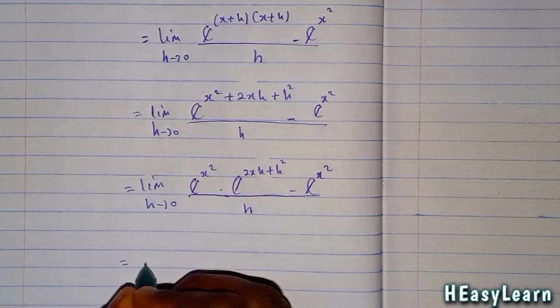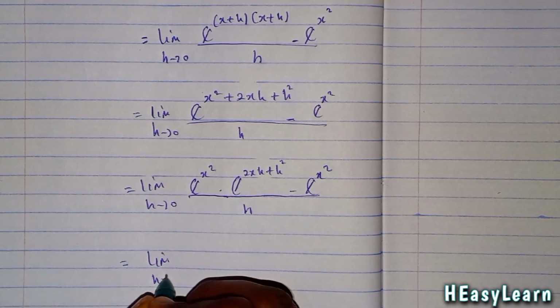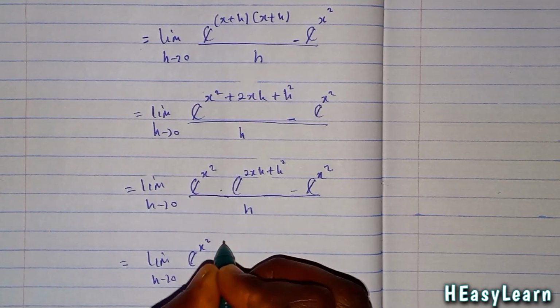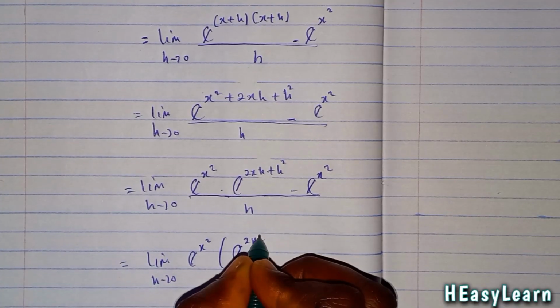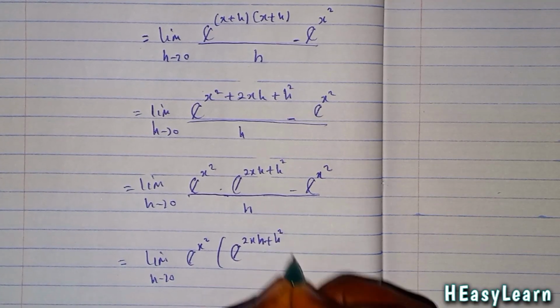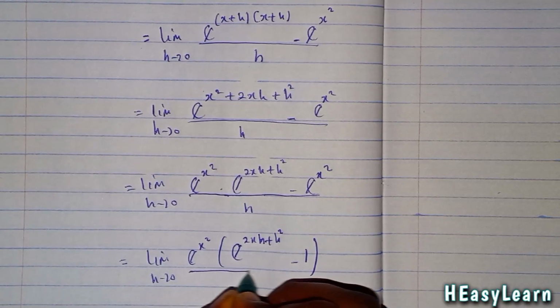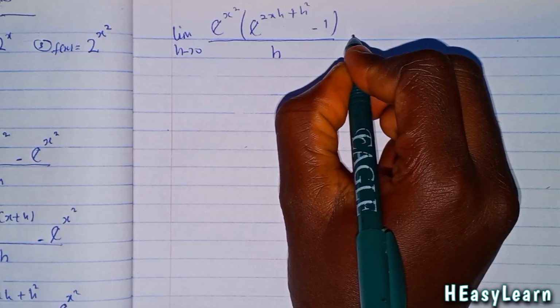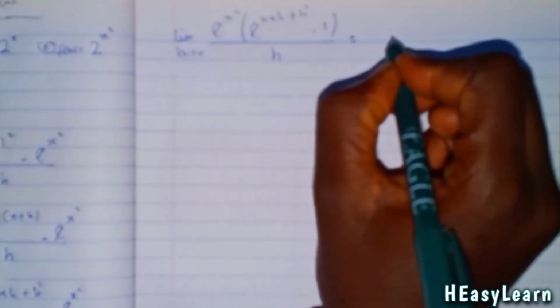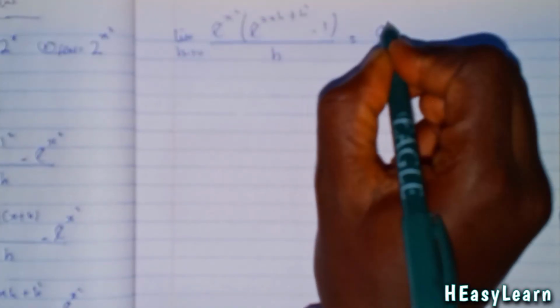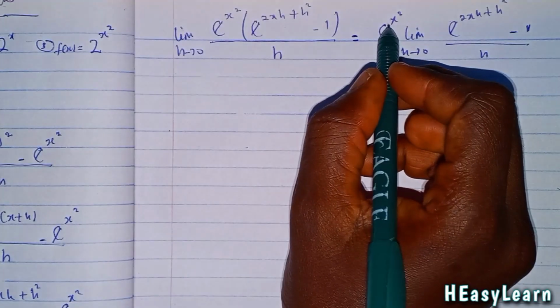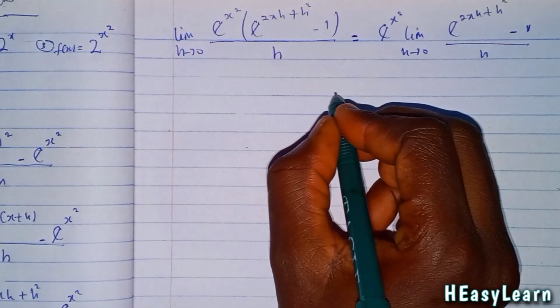This is the same thing as the limit as h approaches 0. e to the power of x squared is common: e to the power of 2xh plus h squared minus 1 over h. The limit as h approaches 0 of this expression is the same thing as e to the power of x squared times the limit as h approaches 0 of e to the power of 2xh plus h squared minus 1 over h. Because there is no term with h here, it can be factored out.